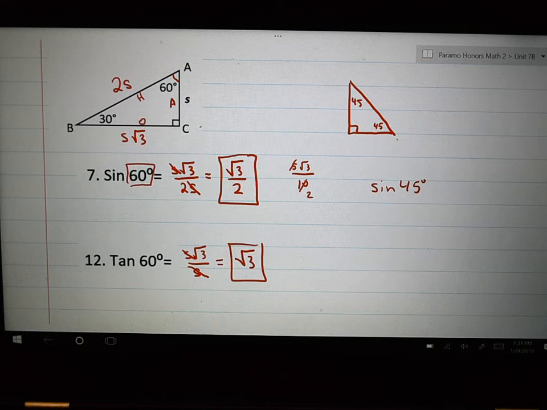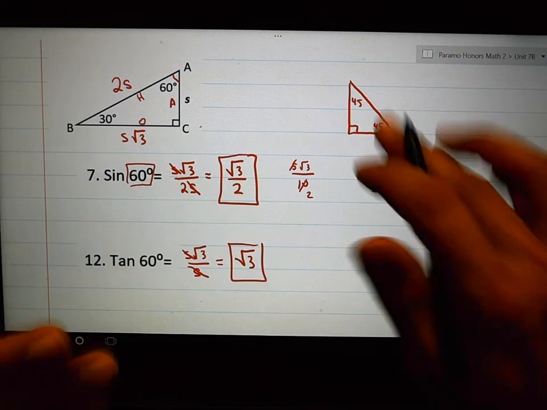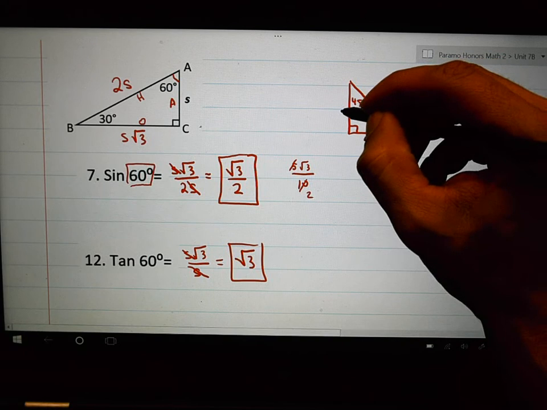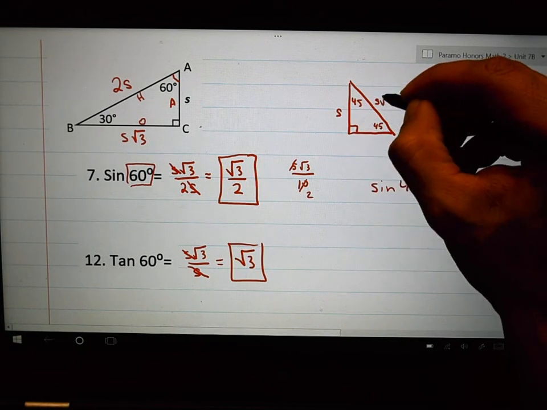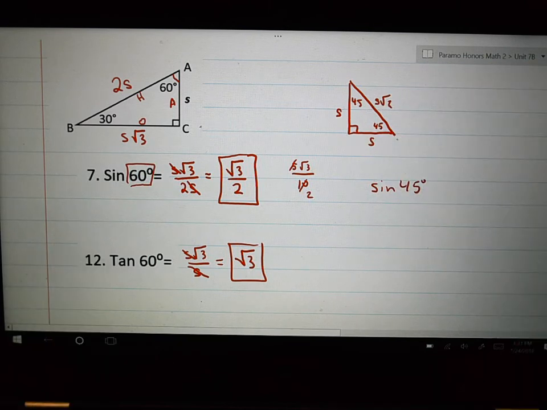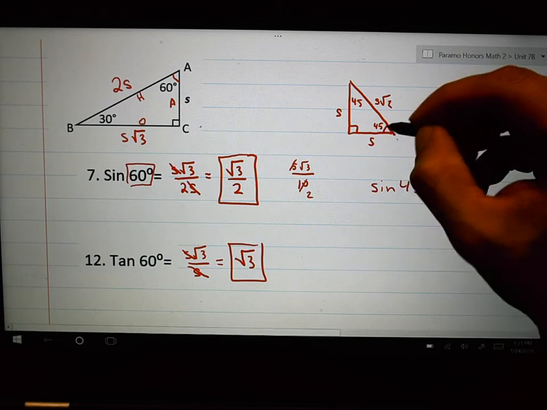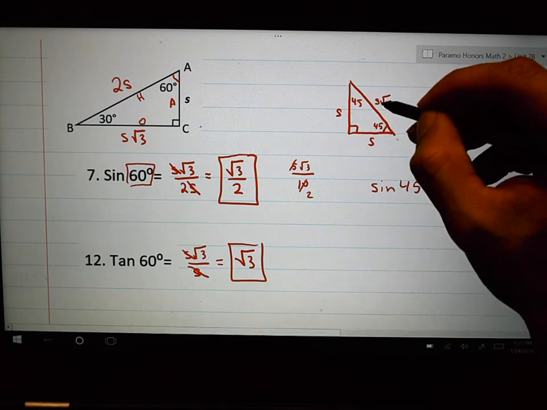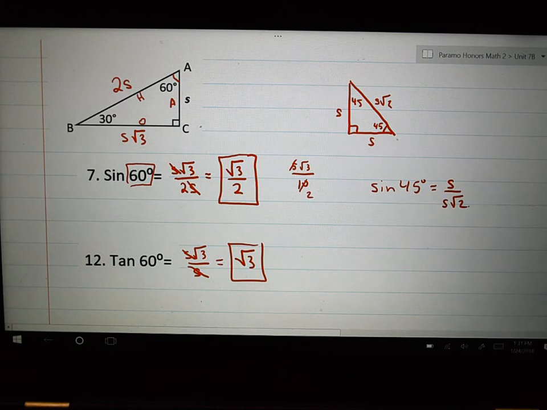Make sense? So let's do this. Just because I didn't write it down, but I want to have it here just in case. We have an S. And then across from the 90 is s root 2. Like I said before, if you need to go back to the notes, go back to them. So the sine of 45 is equal to the opposite over hypotenuse. The opposite over the hypotenuse.